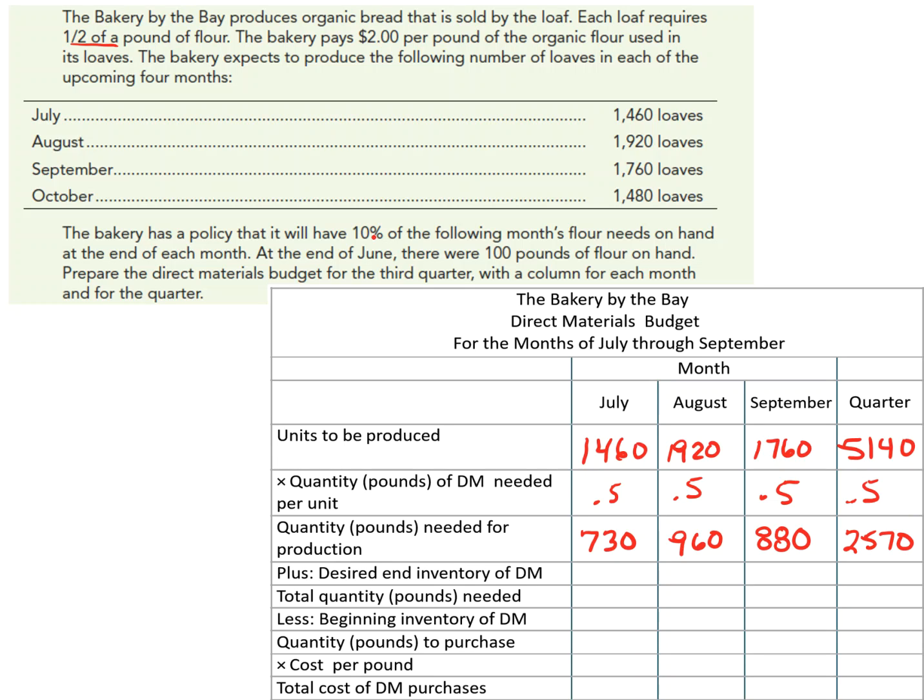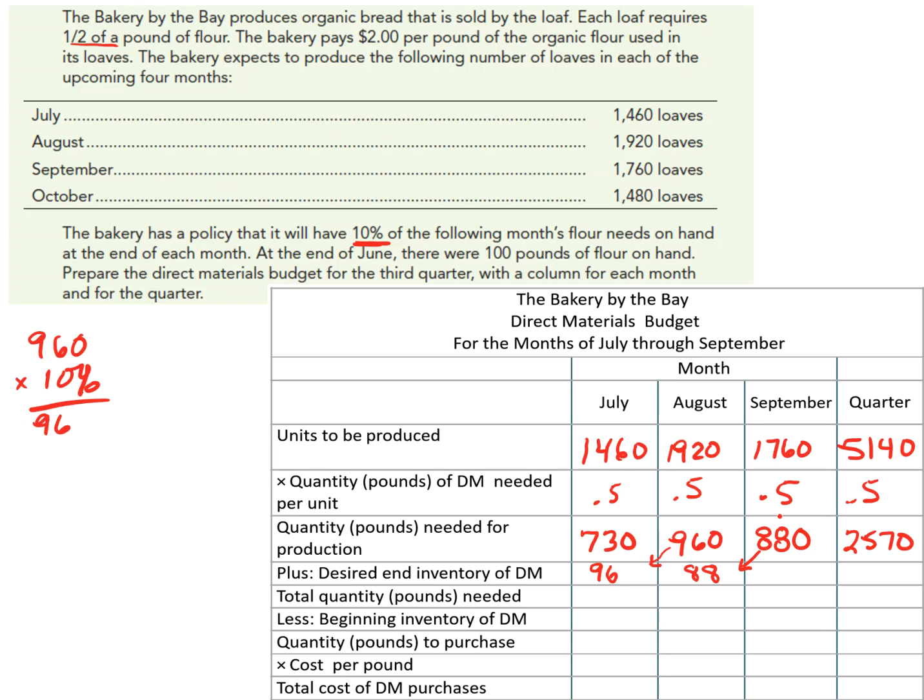Desired ending inventory. Well, desired ending inventory, they said 10% of the following month's flour needs. So if we need 960 in August, that means we're going to get 96 pounds we need on hand at the end of July. 10% of the 960 will be 96. And we'll do the same for here.